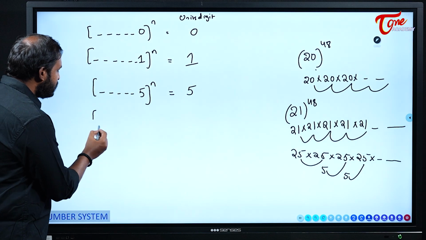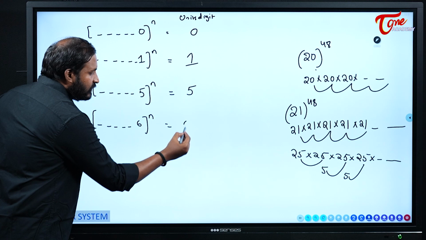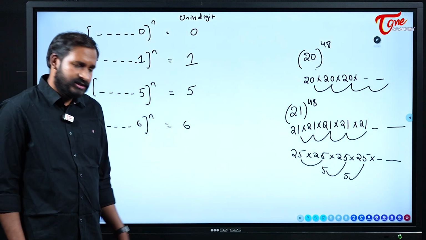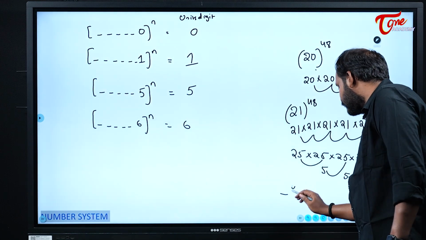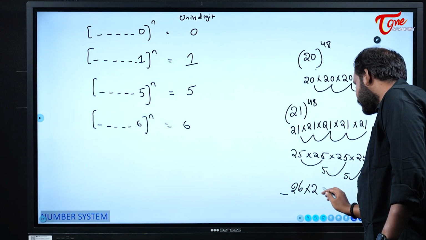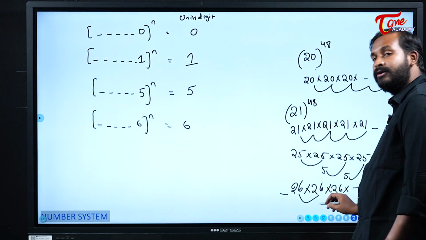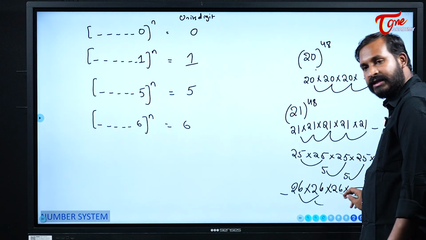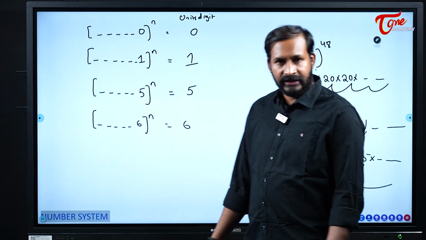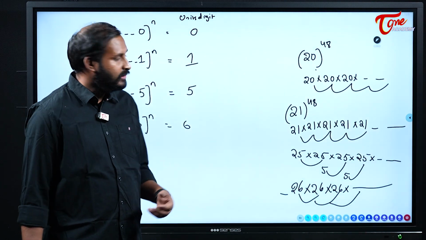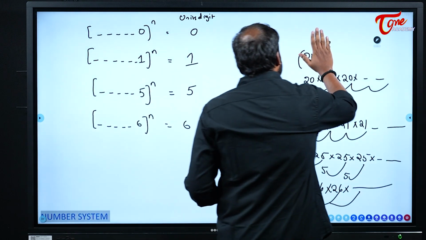Next, any number which ends with 6, irrespective of its power, you will get the units digit as 6 only. Similarly, if you take 26 into 26 into 26 into 26, like this, 6 times 6 is 36, unit digit is 6. Irrespective of the length of the number, you will always get the units digit as 6 only. Right? Next.